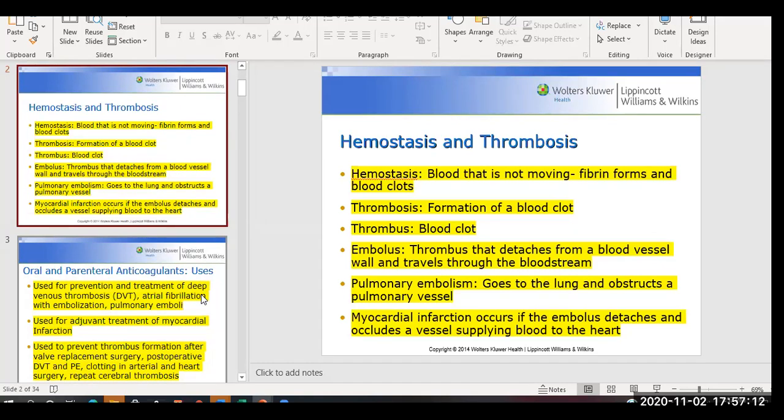Thrombosis is the formation of a blood clot. A thrombus is a blood clot. An embolus is a thrombus that detaches from somewhere, or it doesn't even have to be from the blood. It could be a fat embolism that comes from orthopedic surgery, but it detaches and travels through the bloodstream. Where can it go? It can go to your lung and obstruct one of the vessels that feeds your lungs. That's a pulmonary embolism. If it goes to a vessel in the myocardium, you're going to have a heart attack, an MI.